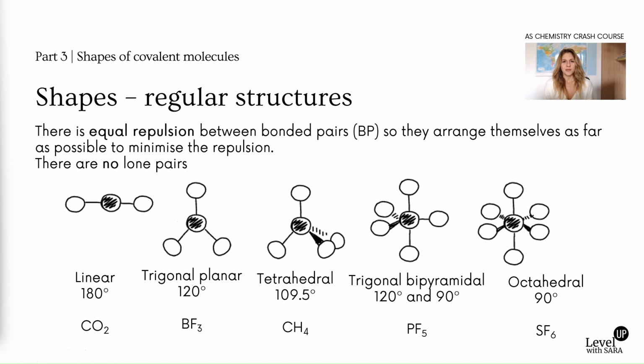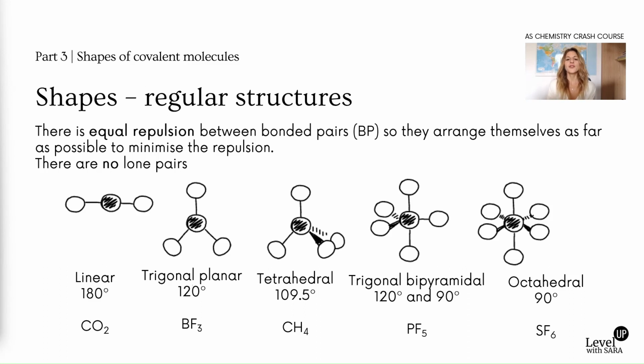Let's talk about shapes of molecules, specifically shapes of covalent molecules. There are two different categories of shapes that we need to remember. Some are called regular structures and the others are irregular structures. We need to understand what it means, this regular structure. Regular means that they don't have a lone pair of electrons, because this will disrupt the bond angle.